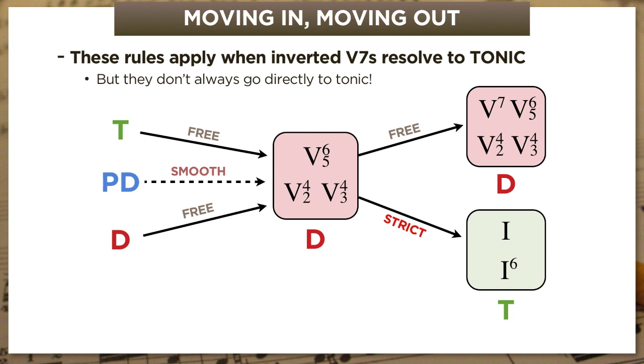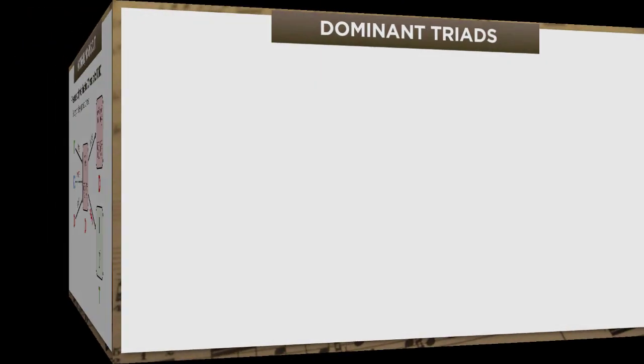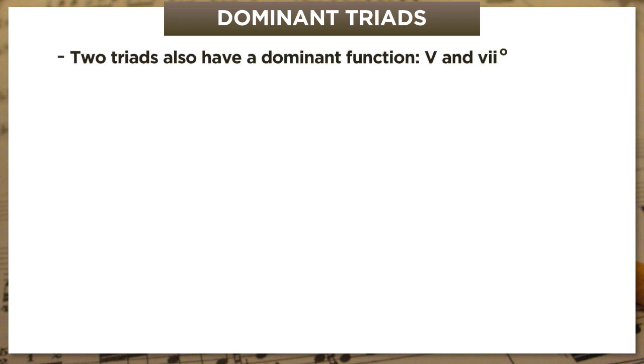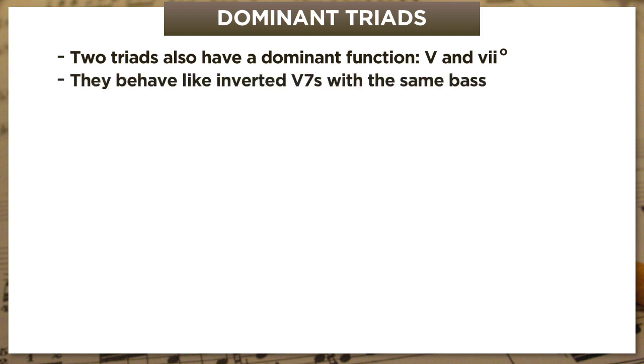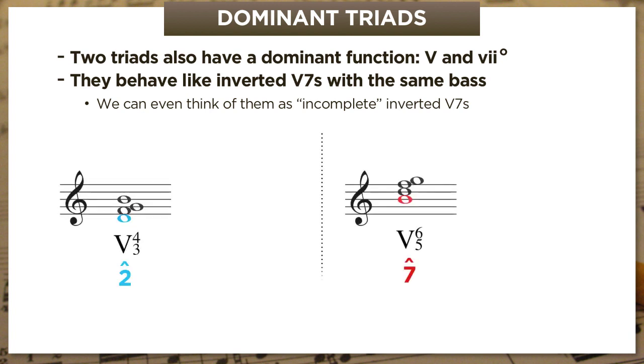So now that we know how to voice lead the three inversions of 5-7, we should take a quick look at dominant triads. As I explained in video 17, there are two triads that normally have a dominant function, 5 and 7 diminished. And these tend to behave like the inverted 5-7s that have the same bass note. In a way, we can even think of these triads as kind of incomplete inverted 5-7s. Let me show you what I mean.